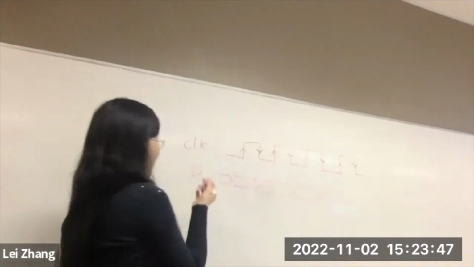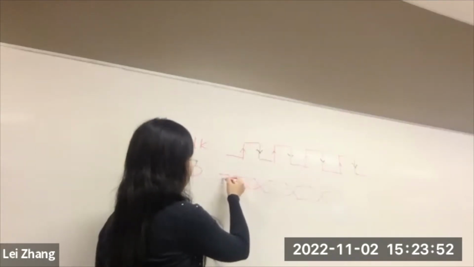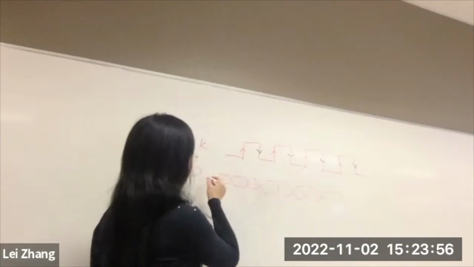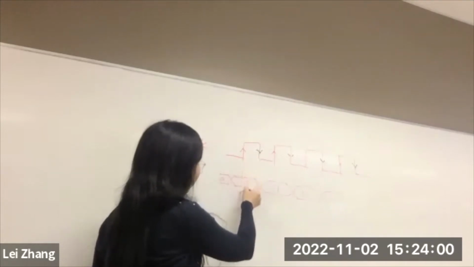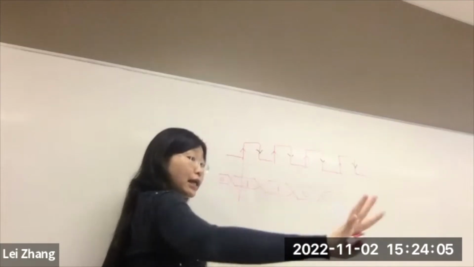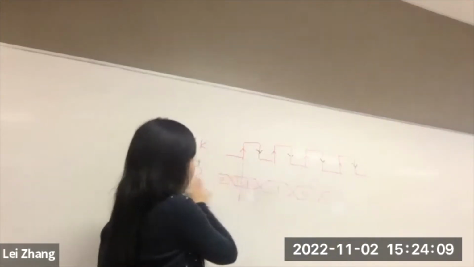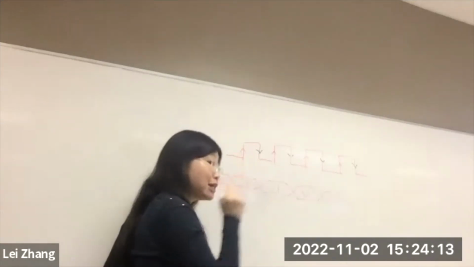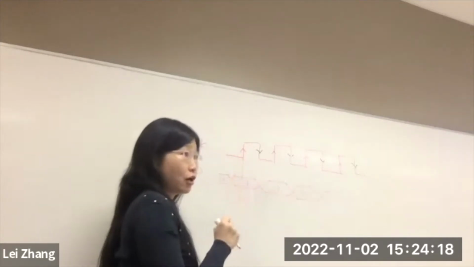Okay, so let's say this is 0 and 1 and 1 and 0. So D is the input. On the rising edge of the clock, this value will be stored in the D flip-flop. So the input value will be registered into the D flip-flop. That's why we also call the D flip-flop a register.